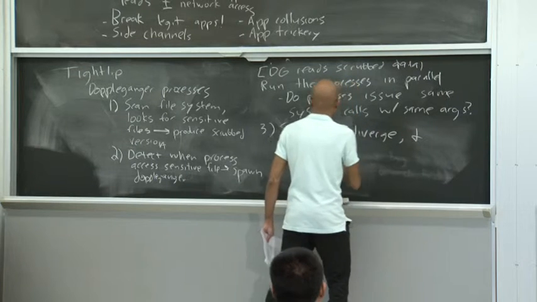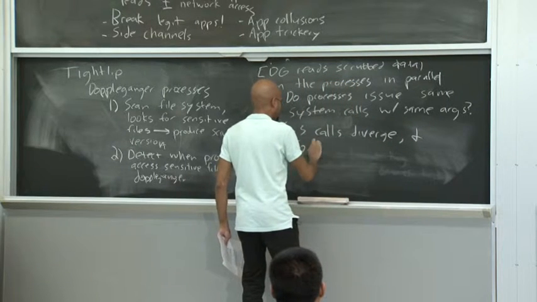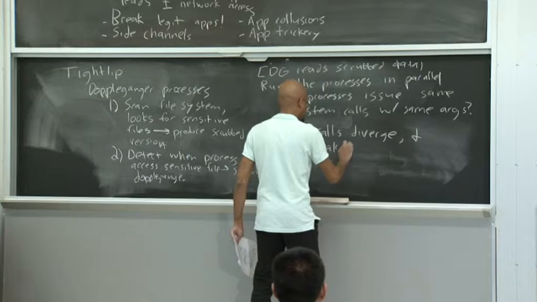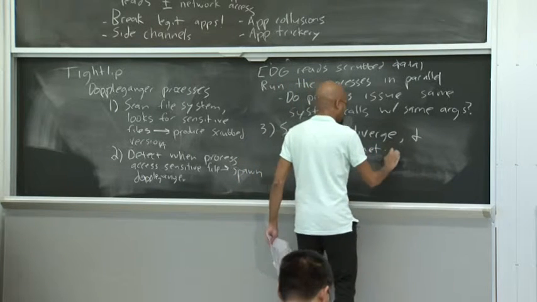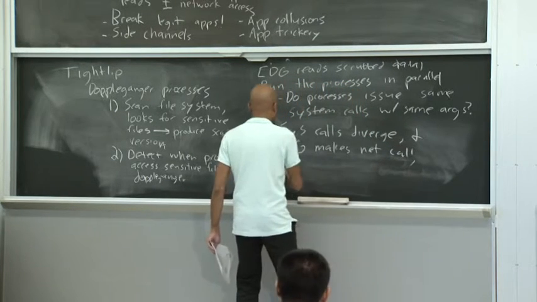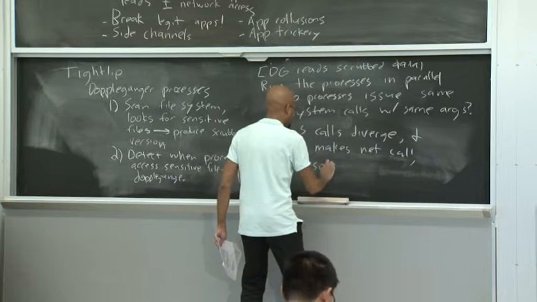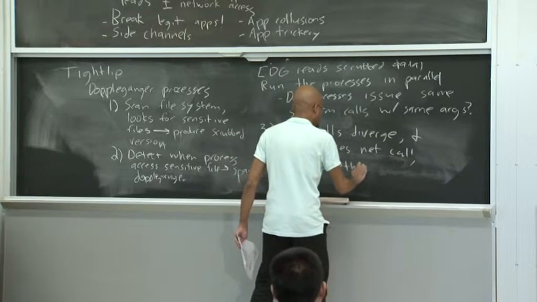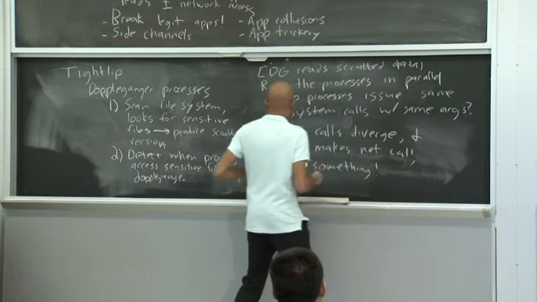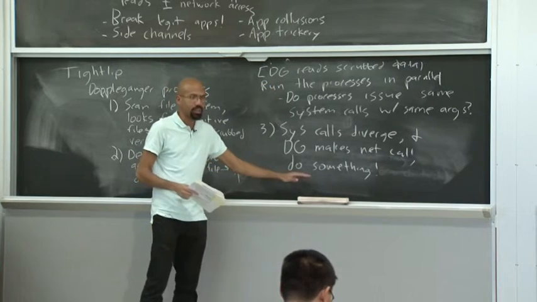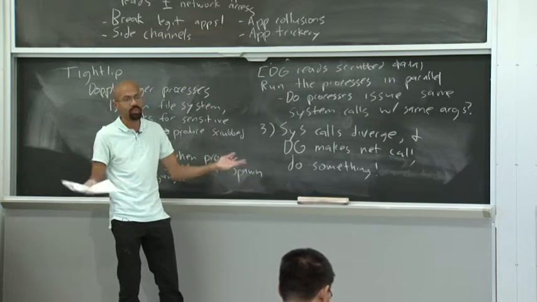Right? And so if the system calls diverge, and the doppelganger makes a network call, then we're going to do something. So we're going to either raise an alert to the user or whatever. So kind of like in Taint Droid, at this point there's a sort of specific policy you can imagine some particular system wanting to use.